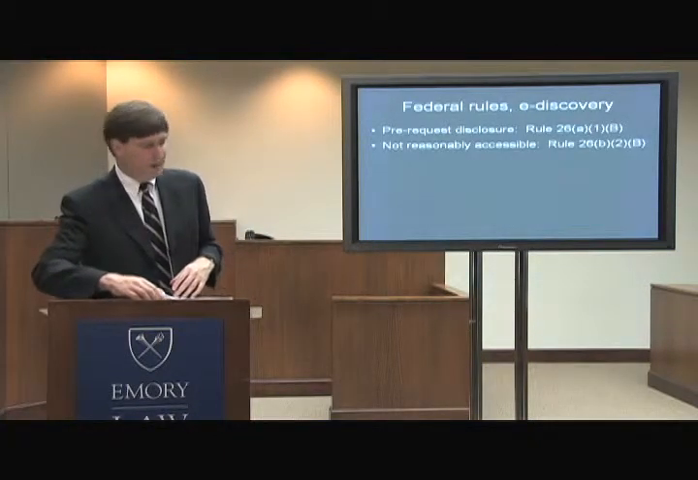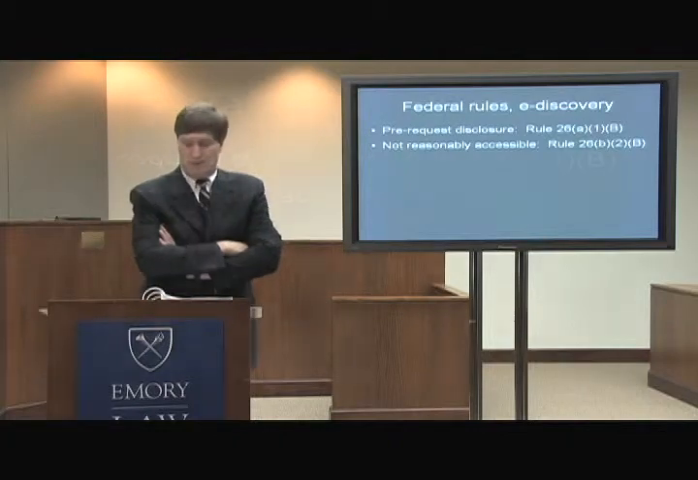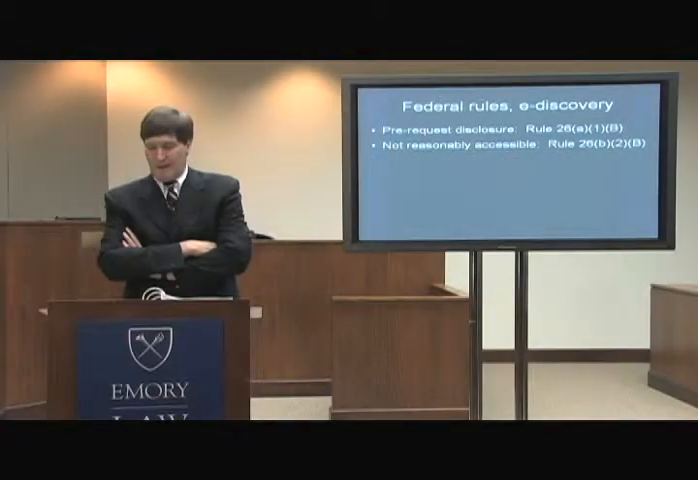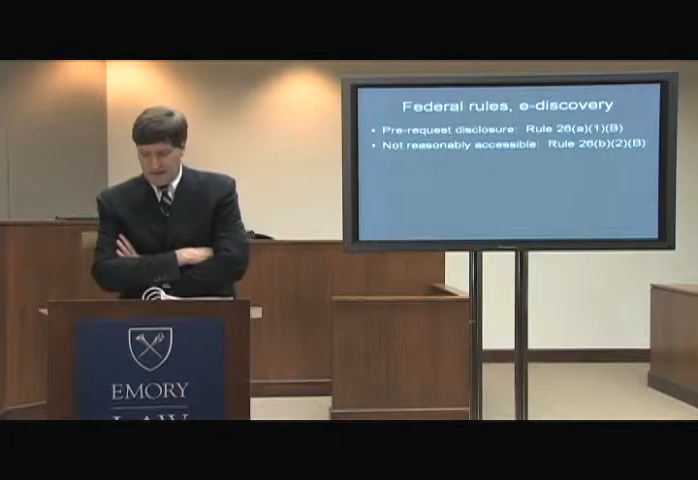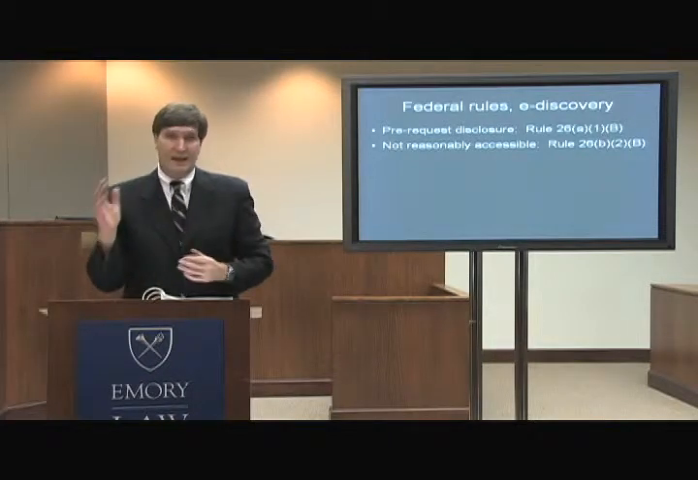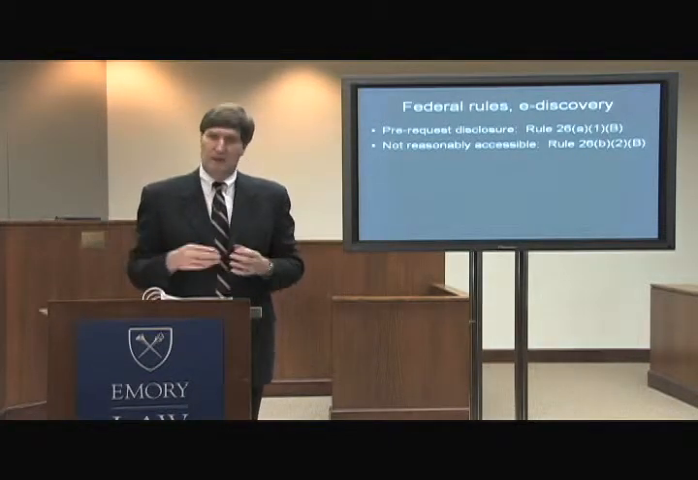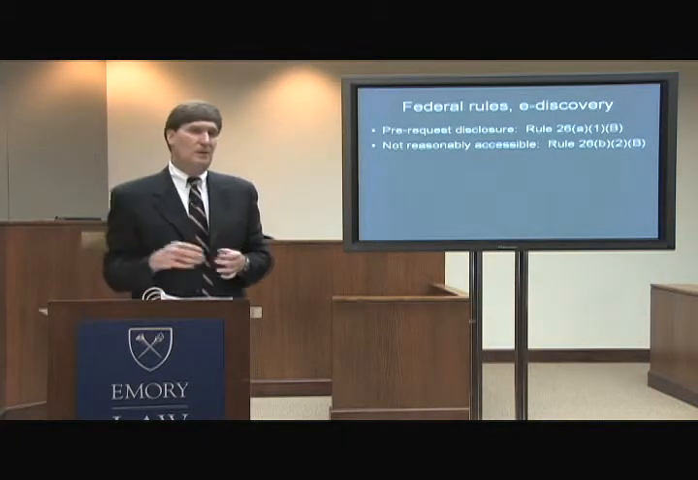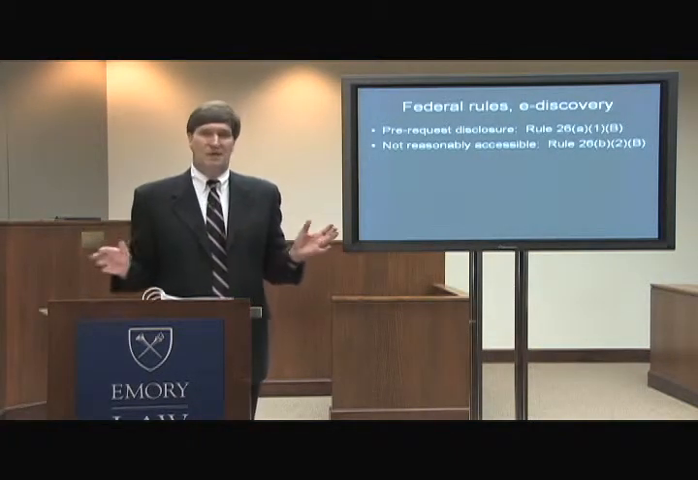What else do they provide? Well, they provide the not reasonably accessible rule. Under Federal Rule of Civil Procedure 26B2, a party need not provide discovery of electronically stored information from sources that the party identifies as not reasonably accessible because of undue burden and cost. Now let me just pause there for just a second and make this mention.